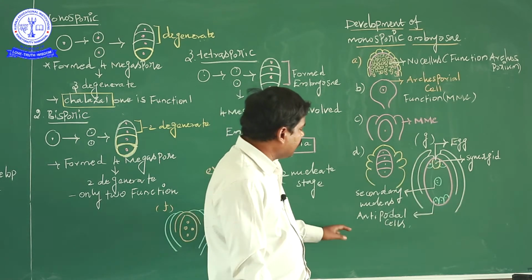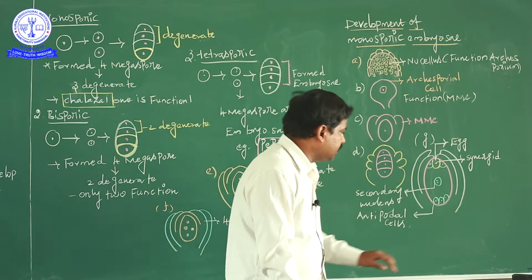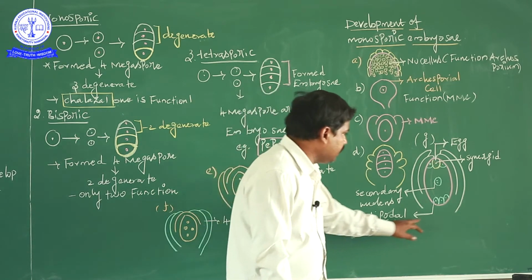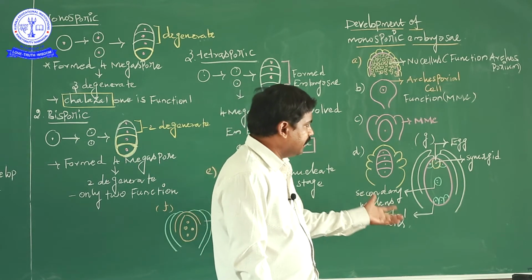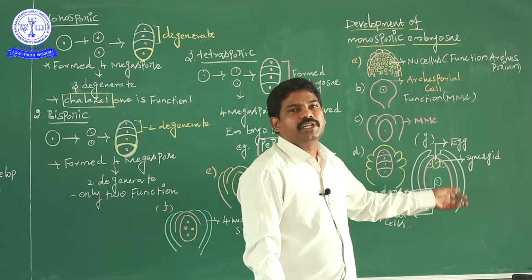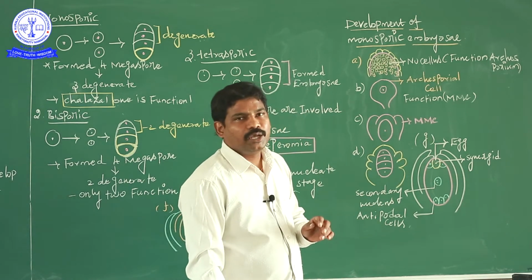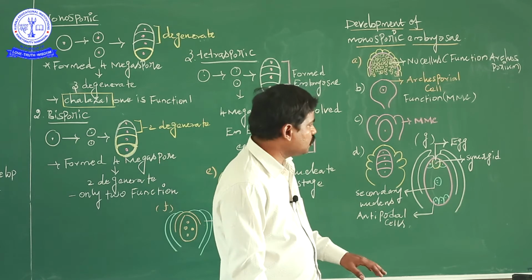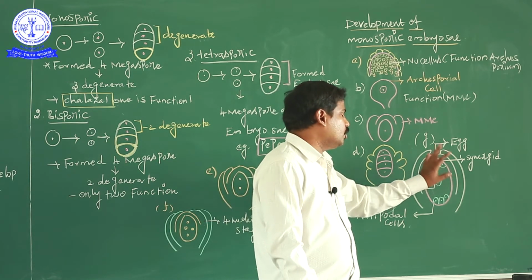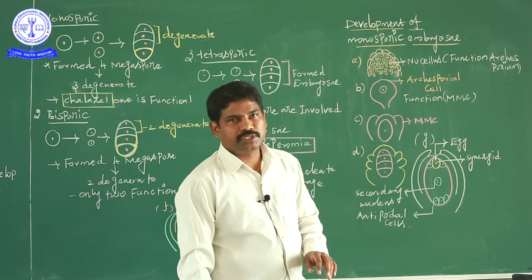The next one is the antipodal cell. There are 3 antipodal cells. What is the function of the antipodal cell? It provides nutrition to the developing embryo sac, which is the main character of the antipodal cells. The synergids also provide nutrition to the developing embryo sac.